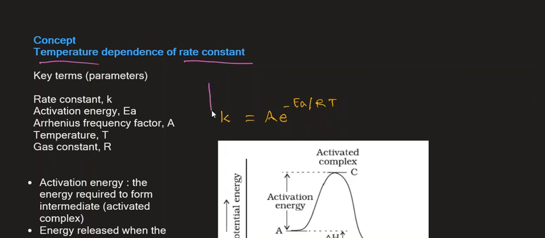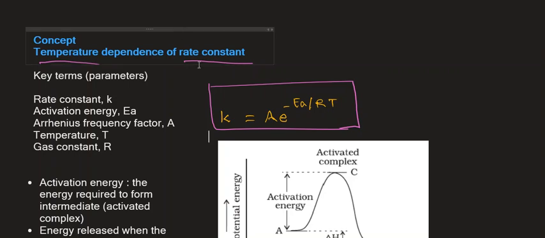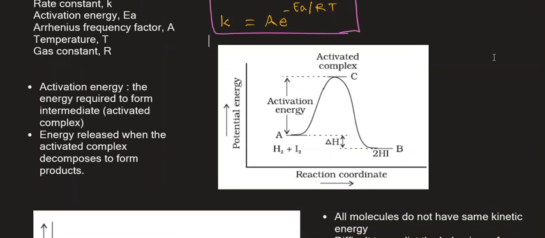It is given by this equation, k = A e^(-Ea/RT), where k is the rate constant, A is the Arrhenius factor or frequency factor, Ea is the energy of activation, R is the gas constant, and T is temperature in Kelvin. So first of all, let us discuss the activation energy.